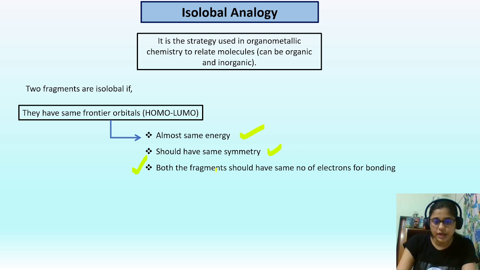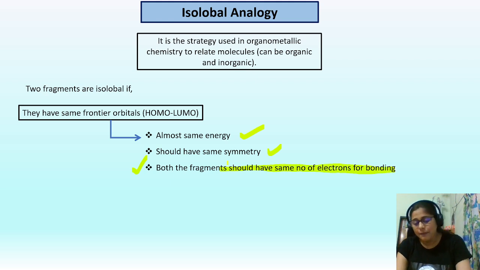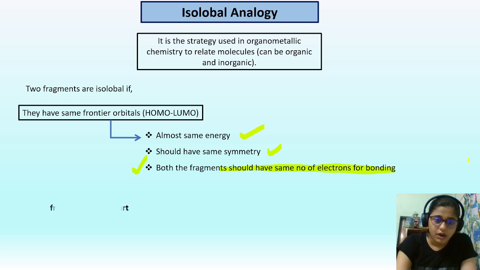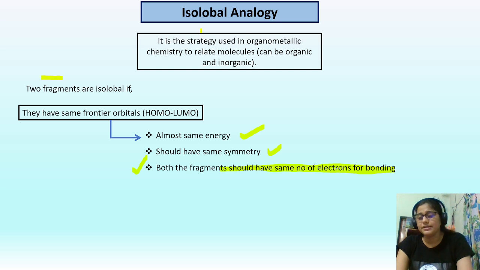Both fragments should have the same number of electrons for bonding. If we can calculate their bonding electrons, we can get an idea of which are isolobal. That is actually applicable, and we will do it for any structure. We first have to calculate their total electrons for bonding. Fine. I have told you many times: two fragments, I am not saying two molecules, because for the isolobal analogy, fragments are used for the calculation.